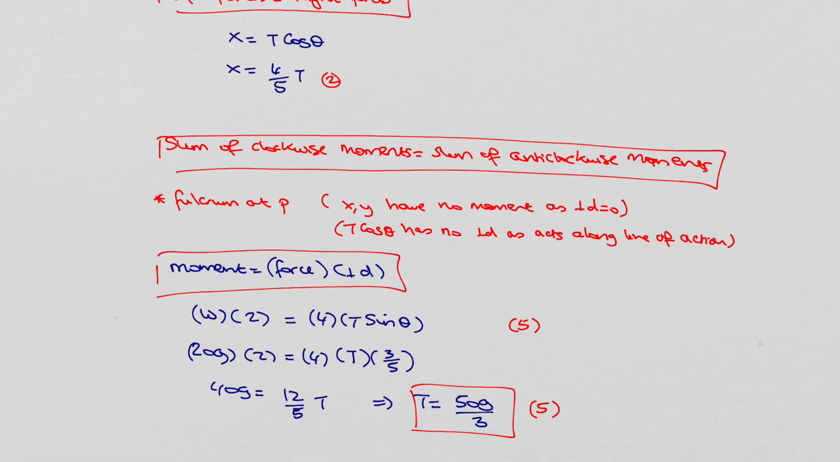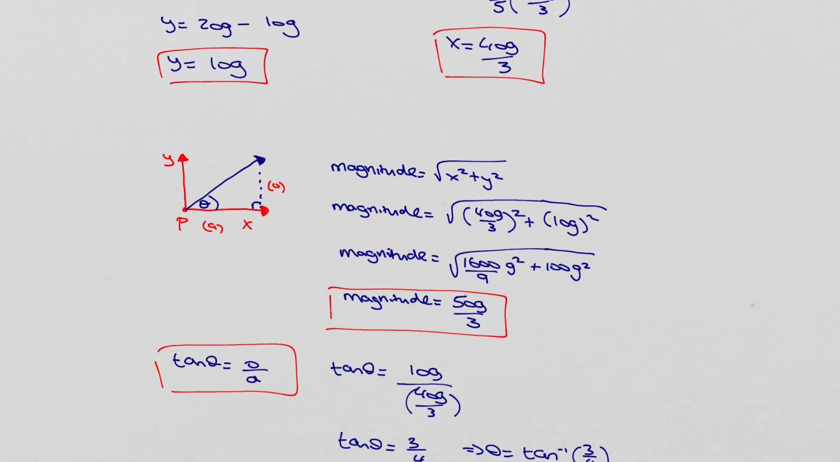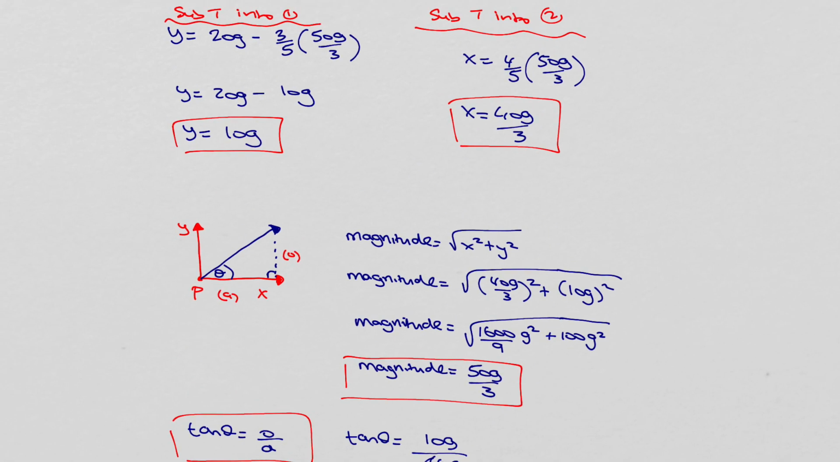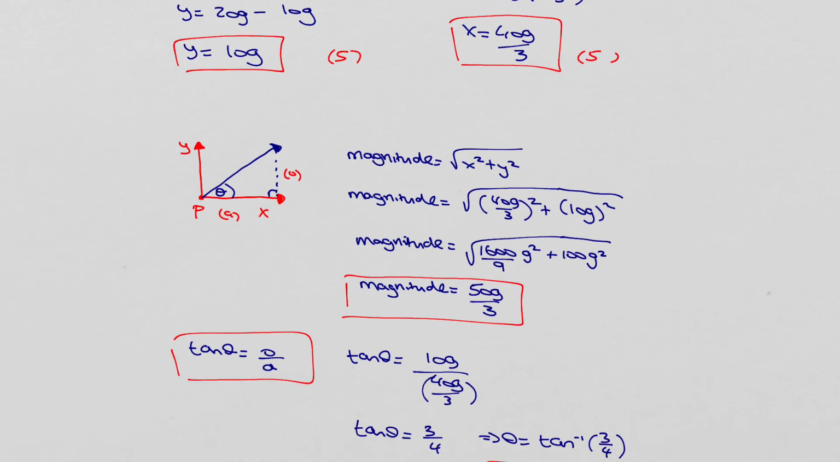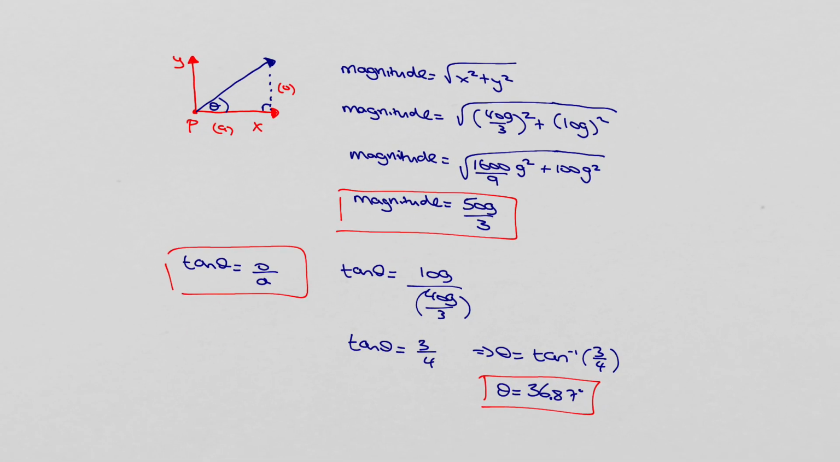So for getting x and y, we had 5 each. And then for getting our magnitude and our direction, so for both magnitude and direction, it was 5. So we had 25 marks overall. So nice question that.